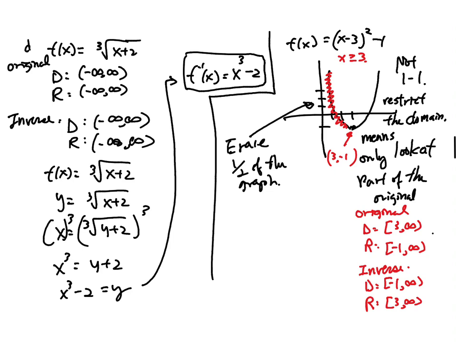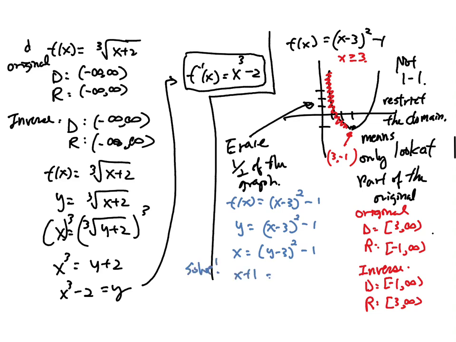Alright, let's go ahead and do this. F of x equal x minus 3 squared minus 1. So switch the f of x into a y. Switch x and y. And solve. X plus 1 is y minus 3 squared. Square root both sides. You get square root of x plus 1 equal y minus 3.